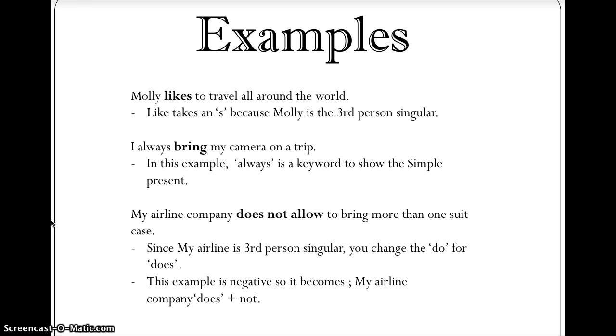My airline company does not allow to bring more than one suitcase. Since my airline company is the third person singular, you change the do to does. This example is negative, so it becomes my airline company does plus not.